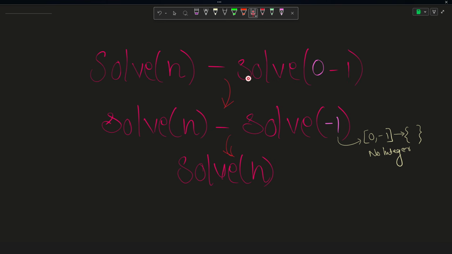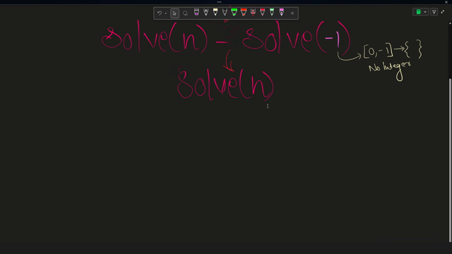So for this part we want to calculate the answer in the range from 0 till minus 1. And in this range, starting from 0 and going till minus 1 in this direction, there is actually no integer. Since there is no integer, there is no answer possible in this range, that is, the answer will be just 0. And since solve of n minus 0 is just solve of n, our whole focus will be on the rightmost part calculation, and we are not at all worried about the leftmost part here. So once this is clear, let us move forward.